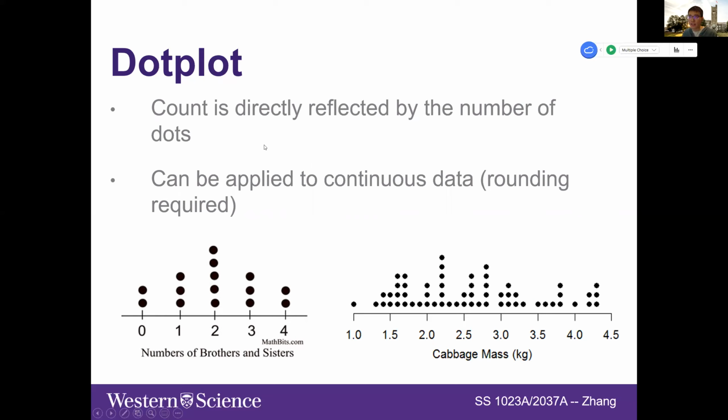In fact, the dot plot can also be applied to continuous data. But as you can imagine, the number of places we can put dots is fixed. So for continuous data, for example 2.111, we have to round that number to the nearest neighbor, say 2, and place that dot in the corresponding region. In that case, we still have information loss because we are rounding.